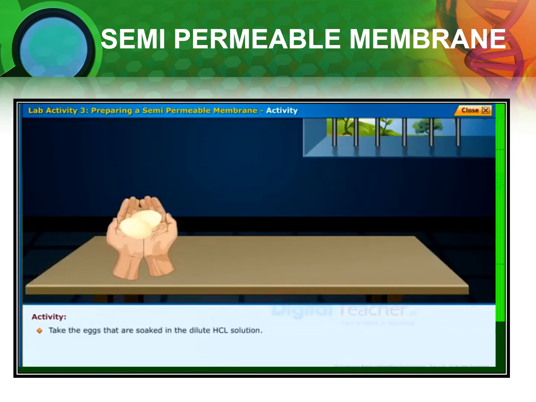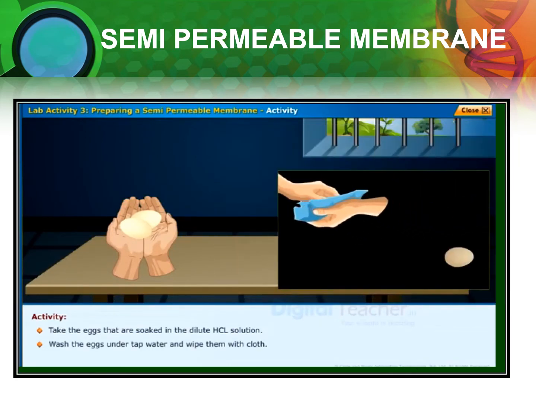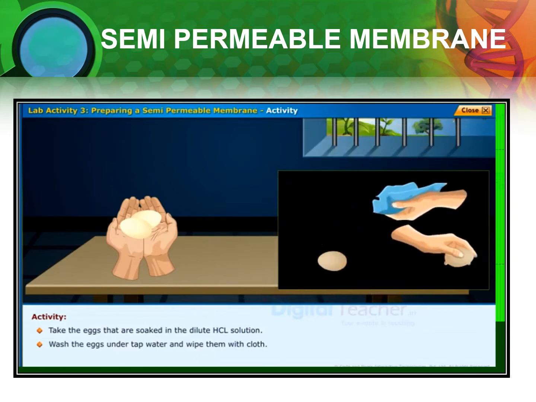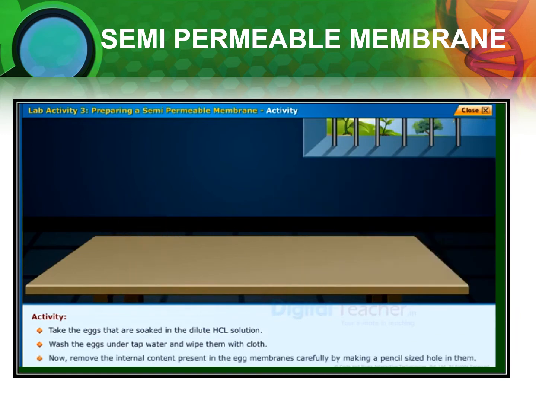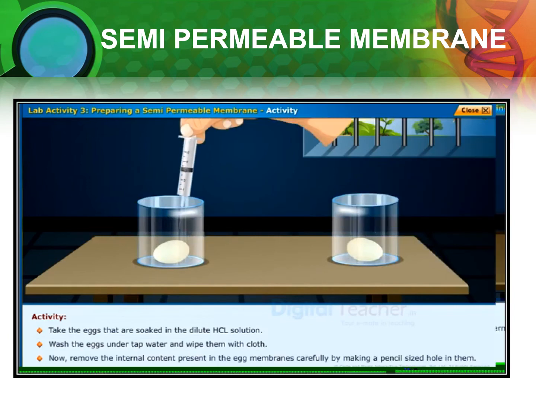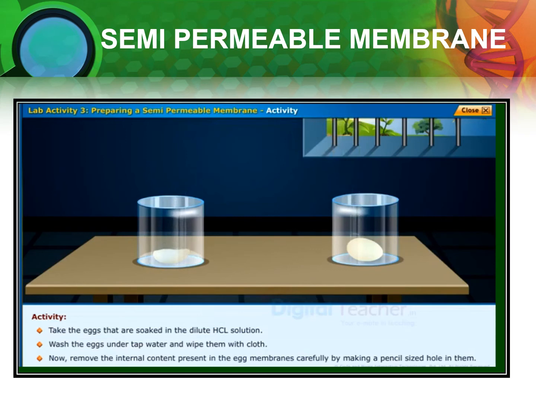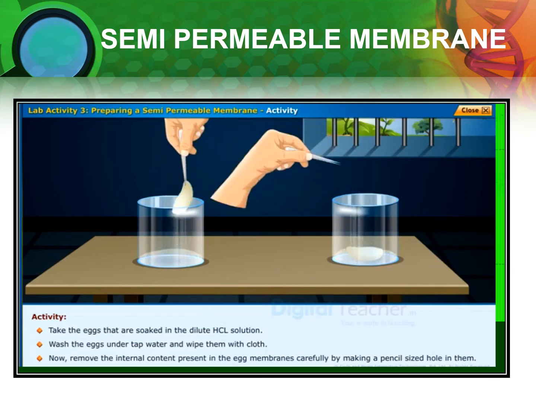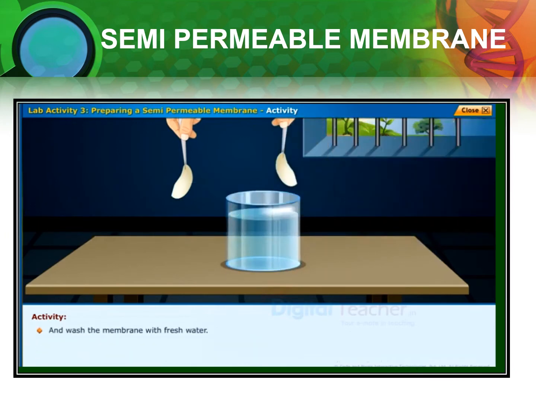Take the eggs that are soaked in the dilute HCl solution. Wash the eggs under tap water and wipe them with cloth. Now, remove the internal content present in the egg membranes carefully by making a pencil-sized hole in them. And wash the membrane with fresh water.